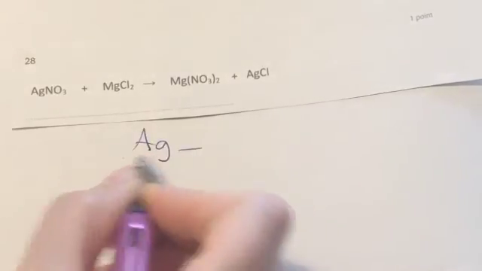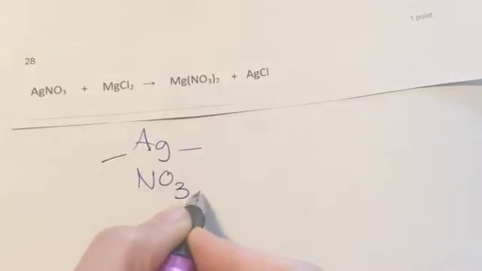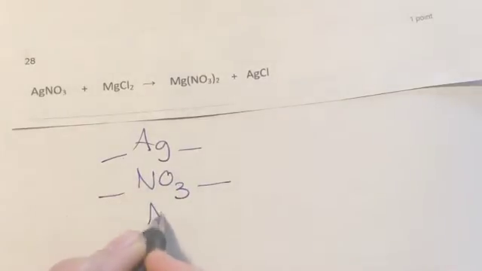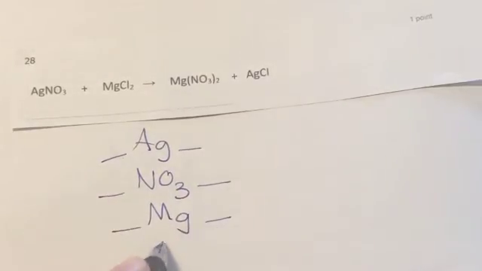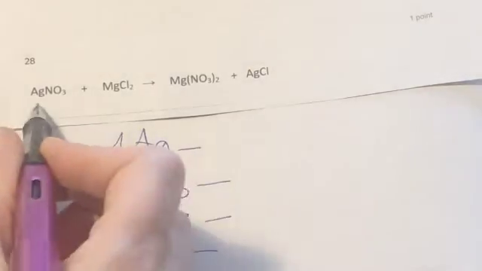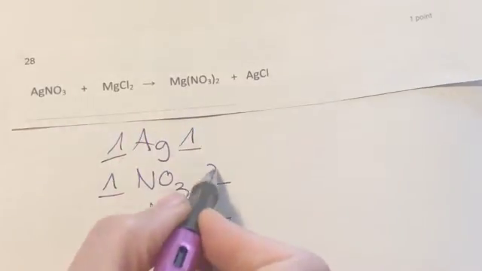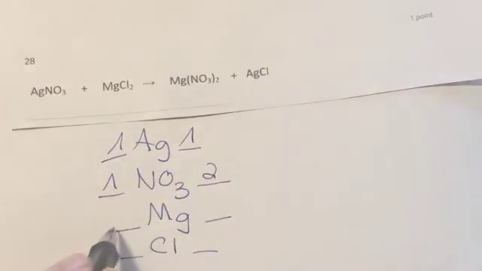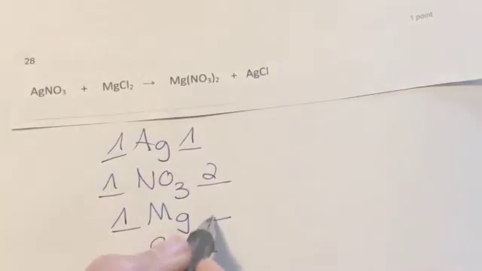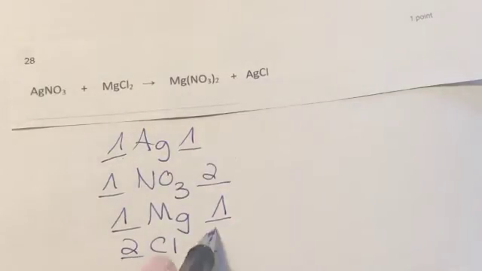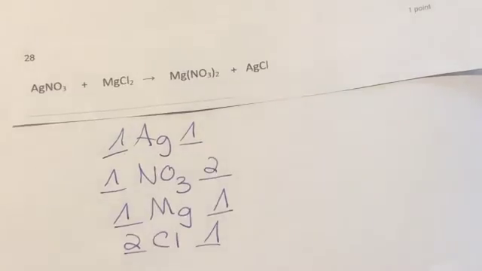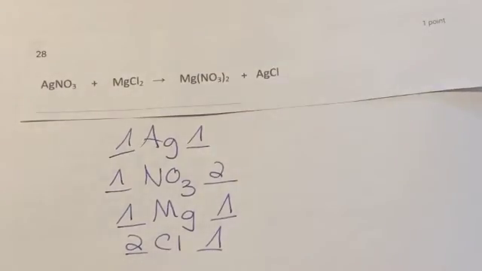We've got Ag, NO3. We can keep that NO3 together. We've got Mg and Cl. Going to count through. I've got 1 Ag on this side, 1 on that side. I've got 1 NO3 on this side and 2 NO3s on this side. For Mg, I've got 1 on this side and 1 on that side. And then for chlorine on this side I've got 2, and I've got 1 chloride, it's not a chlorine. So here you can see that we're not balanced.